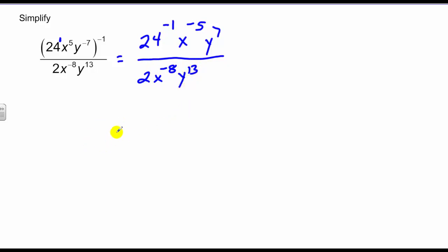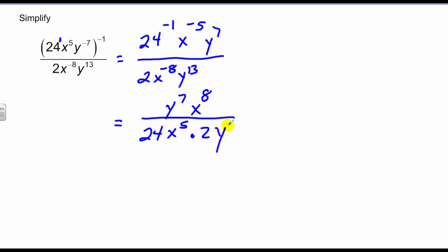Once again, I like making all my negative exponents positive, which means taking reciprocals. So 24 moves from the numerator to the denominator, and it's to the first power, so that's just 24. X to the fifth moves to the denominator. Y to the seventh stays where it is. 2 stays where it is. X, since it's to the negative 8, moves to the numerator, and it becomes a positive 8. And y stays where it is.